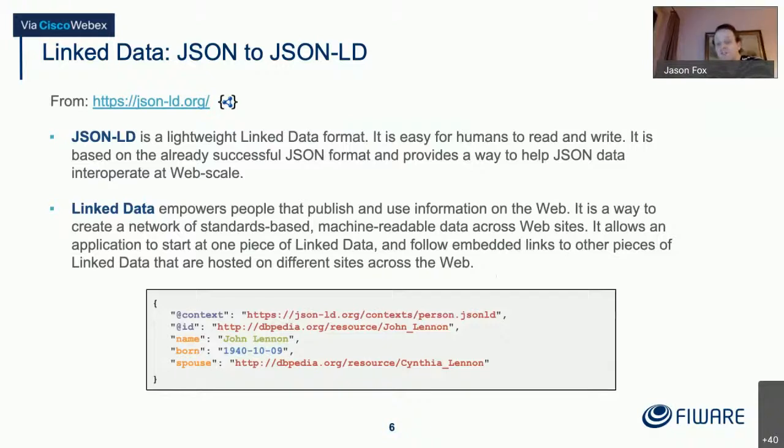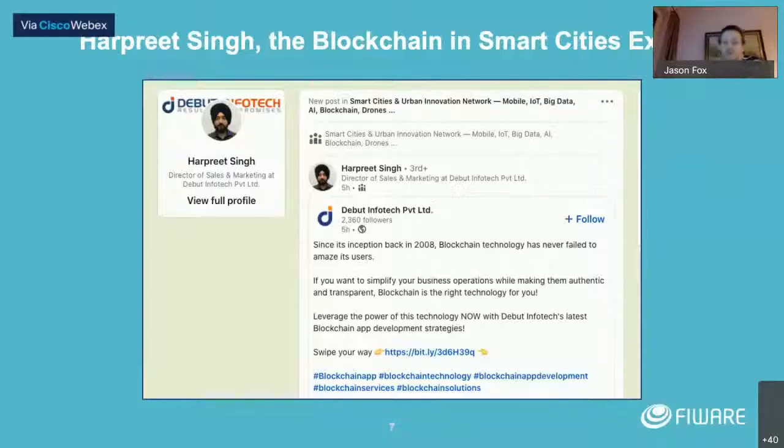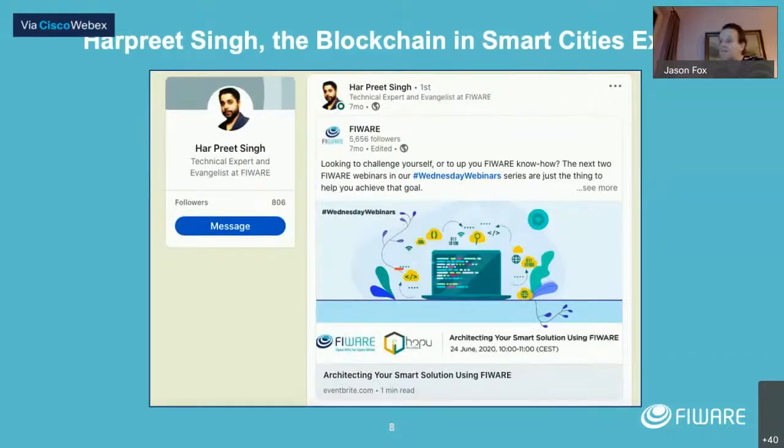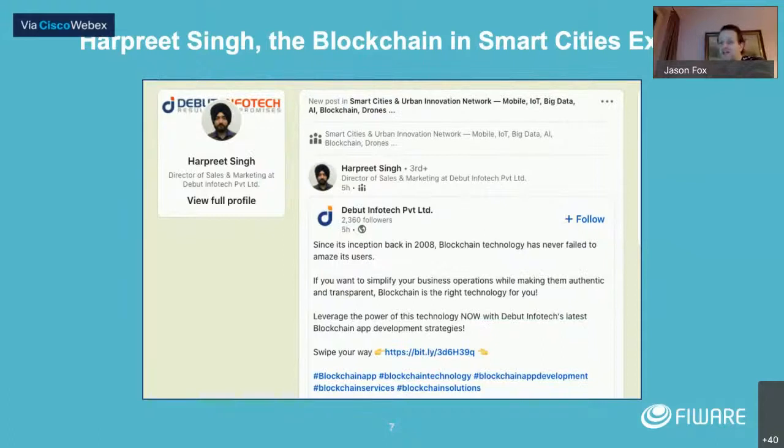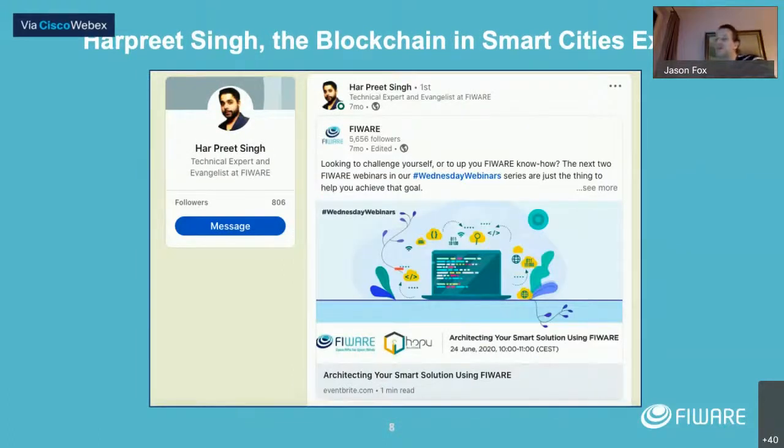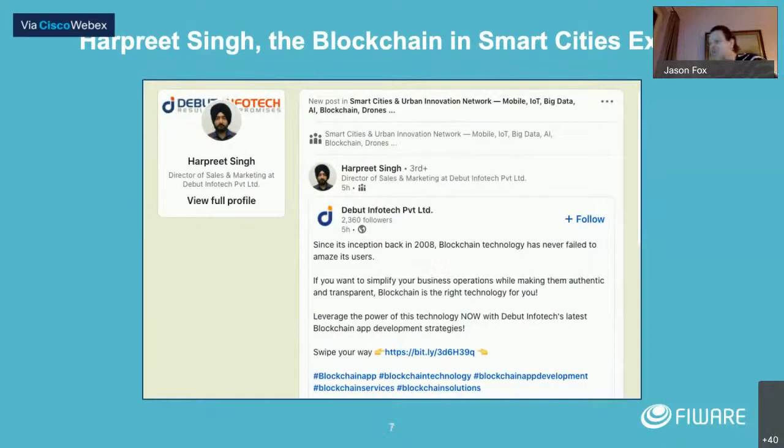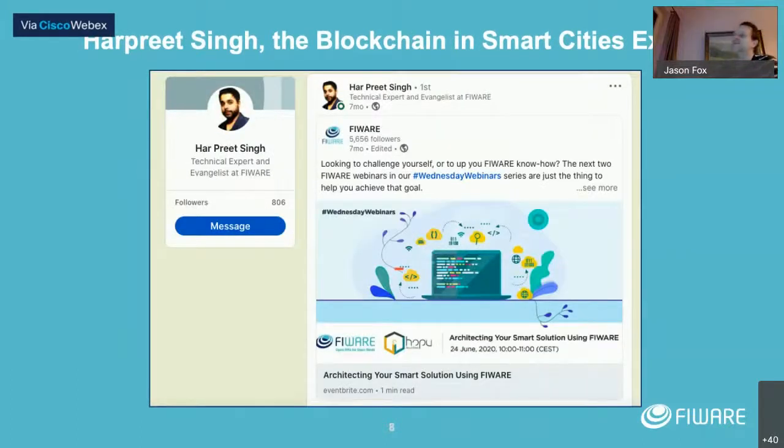I have a colleague called Harpreet Singh. Harpreet Singh works for the FIWARE Foundation. He is our blockchain in smart cities expert. Look, I was going on LinkedIn, and that isn't Harpreet Singh. That's Harpreet Singh. Actually, they're both Harpreet Singh, except that, of course, our Harpreet's got a space in there. And the thing is that you can't distinguish between Harpreet Singh, the blockchain expert in smart cities, and Harpreet Singh, the blockchain expert in smart cities.